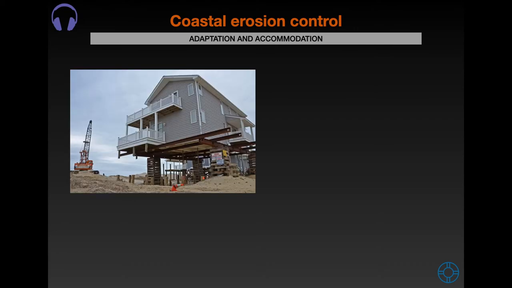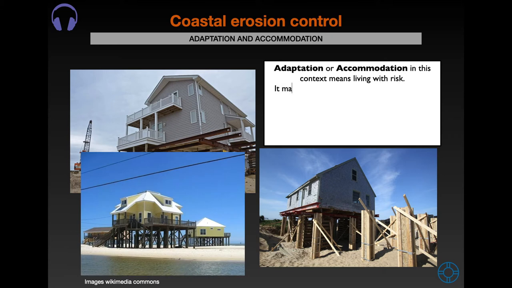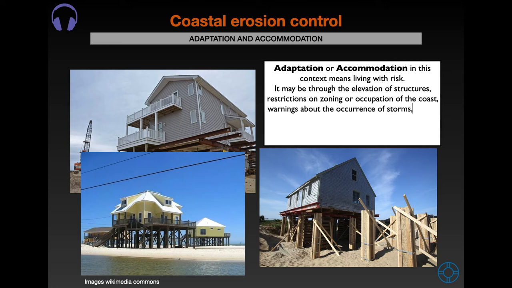For the control of coastal erosion, adaptation or accommodation in this context means living with the risk. It may be through the elevation of structures, restrictions on zoning or occupation of the coast, warnings about the occurrence of storms, among other strategies to increase the inhabitants' capacity to live with the impacts of coastal erosion or storm events.